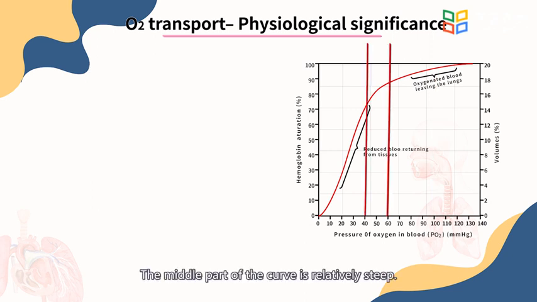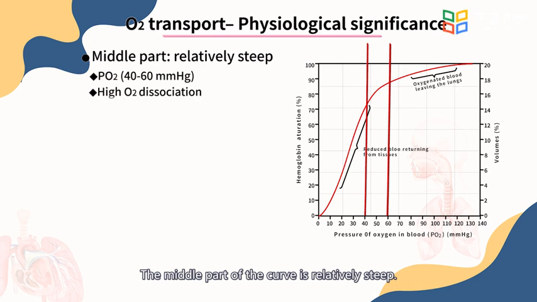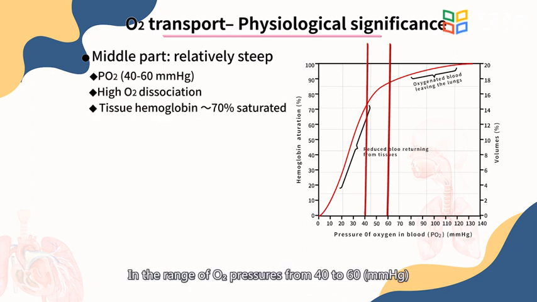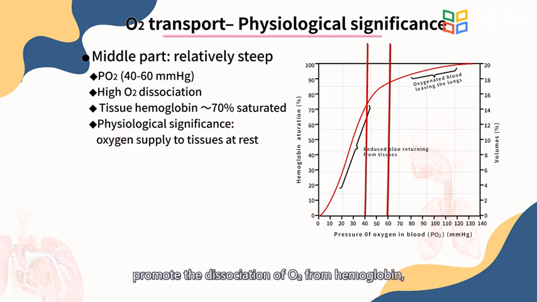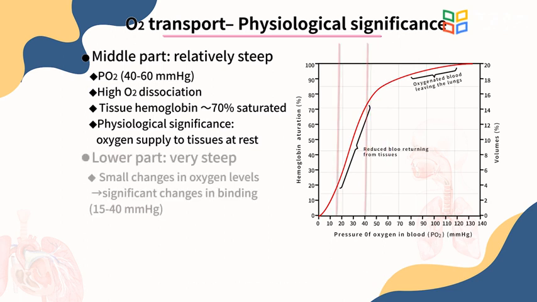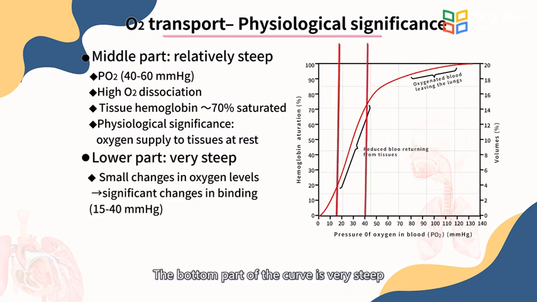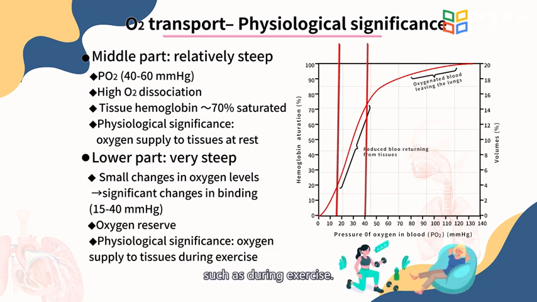The middle part of the curve is relatively steep. In the range of O2 pressure from 40 to 60, the bonding ability is decreased to promote the dissociation of O2 from hemoglobin. So the freed O2 can be used by the tissues. The bottom part of the curve is very steep, making O2 even more readily available for the increased tissue demand, such as during exercise.